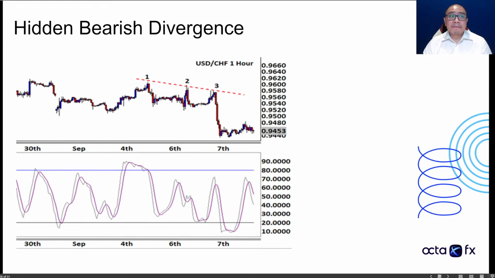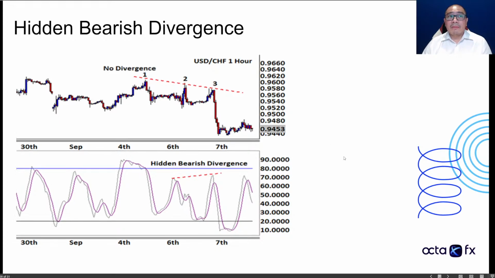Okay, so the reason is because there's a hidden bearish divergence on the third swing, right? So we've got the first one, no divergence, the second one, no divergence, but between the second and the third high here, we've got price continuing to create a lower high. The stochastics in this case starts to create a higher high, right? So it actually has more room for people to jump in for that short. So this is a very useful use case scenario for a hidden divergence, right?